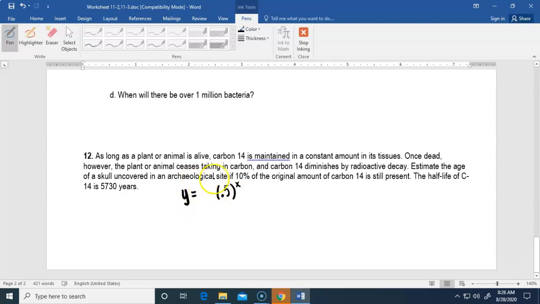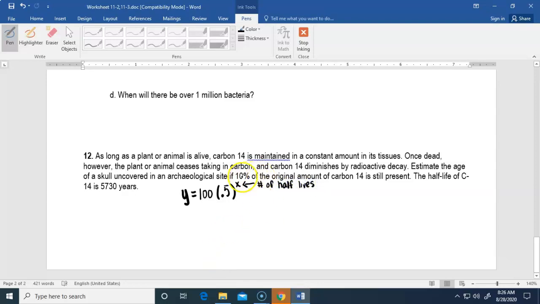Now, we don't know what that amount originally was, so we can just make something up here. Since we're dealing with percentages, 100 is always a really easy one to do, although you could use 1, you could use 20, you could use whatever you really want there. And remember here that x stands for number of half-lives.